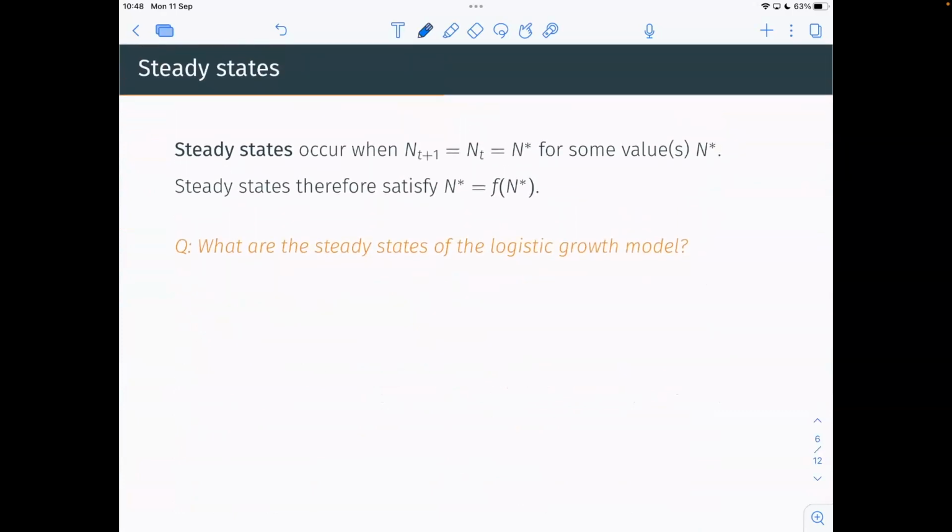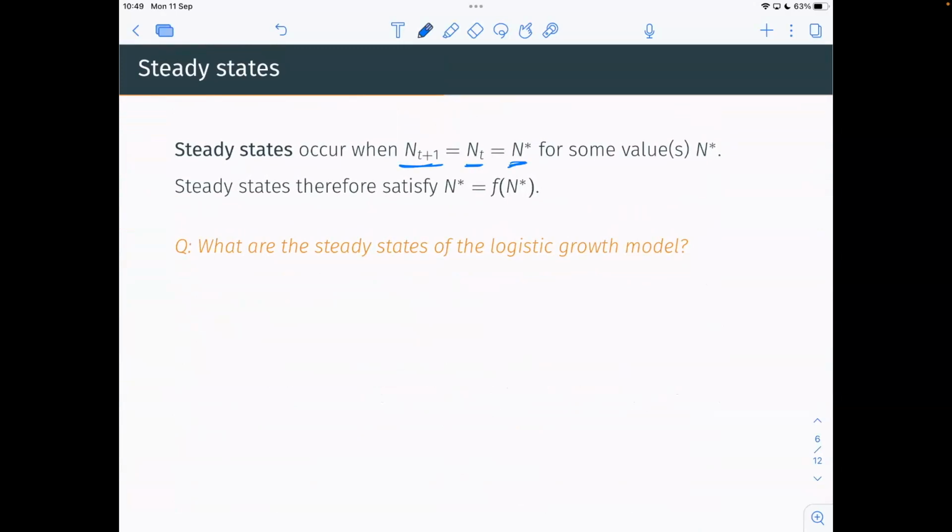So this brings us onto the idea of a steady state. You might also hear it referred to as a fixed point or an equilibrium, basically all the same things as far as we're concerned. So a steady state occurs when our population size in the next time point is equal to the population in the current time point. I'll call this n star, for some value n star. We don't know yet.